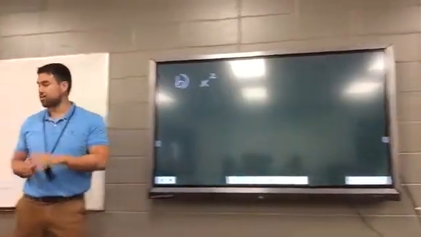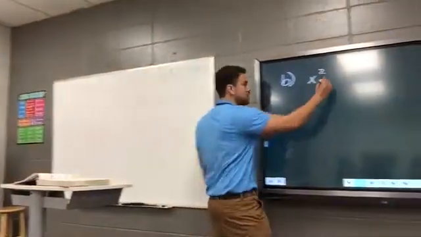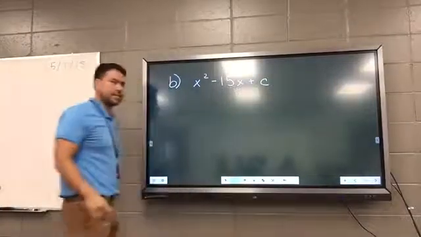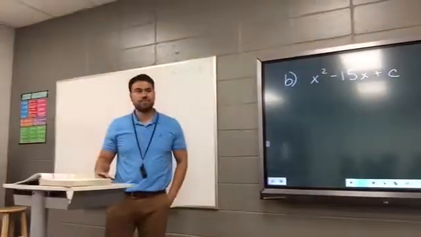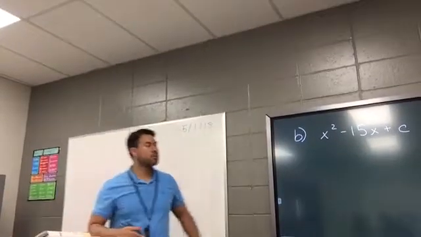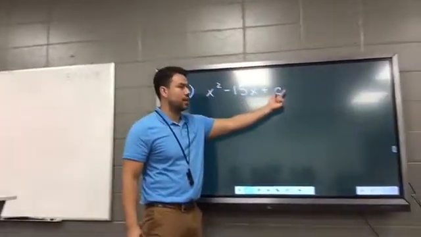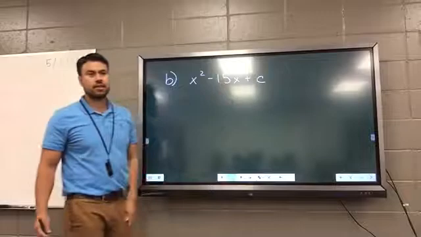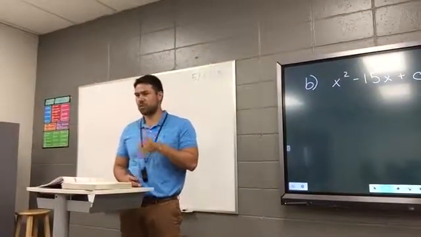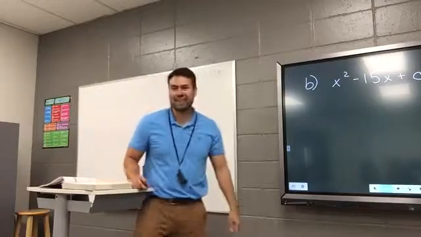Okay, B, don't look at it again. x squared minus 15x plus c. Find out what c is. Why do they use c? Constant. That number does not have a variable next to it, and so we can call it a constant c. Although constant in math a lot of times is k, because it's a German word, konstant, which is k.